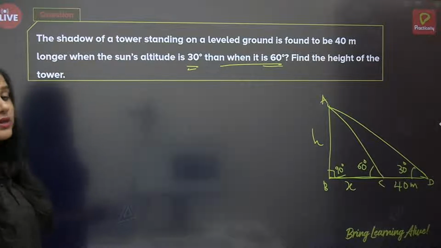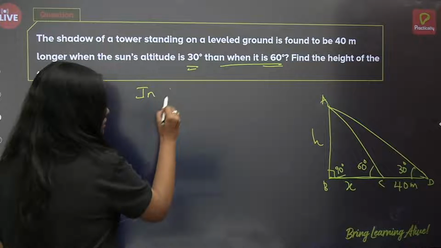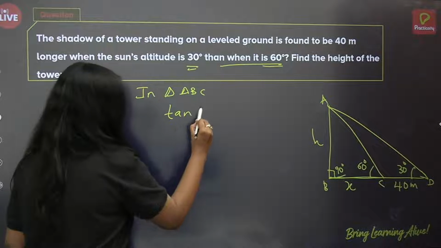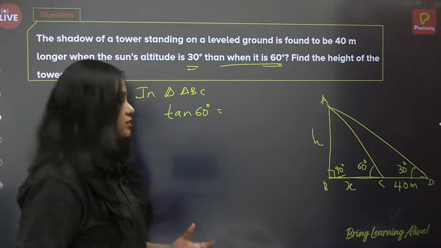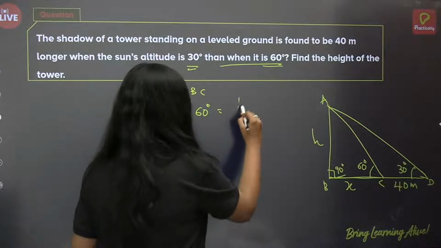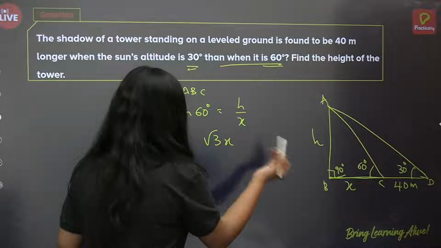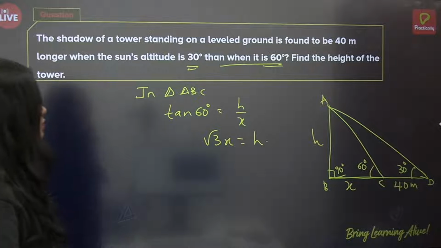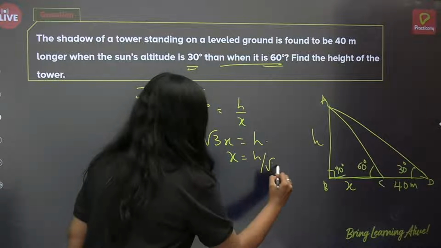We have to find the height of the tower. So first, in triangle ABC, tan 60 degrees. What is tan? Opposite by adjacent. So this will be h by x. So root 3 x is equal to h. Or we can just write x is equal to h by root 3.